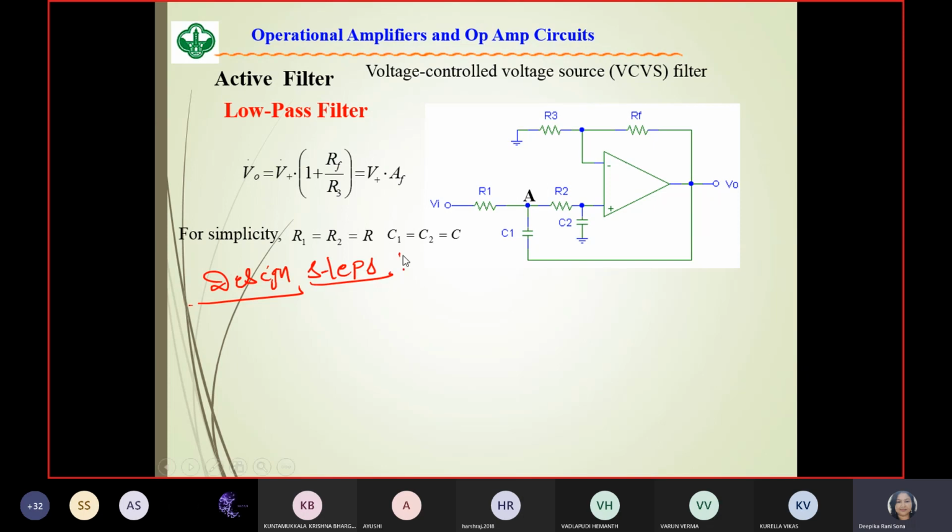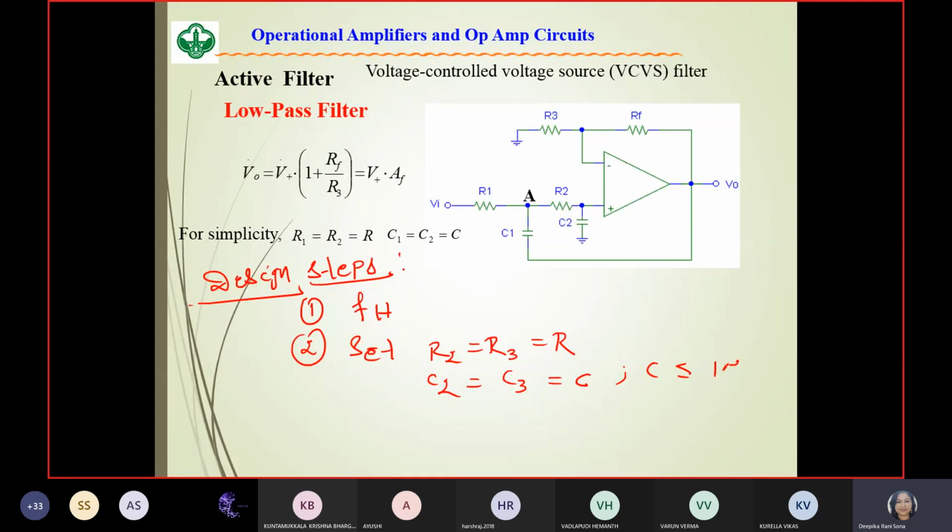So the design steps involve what considerations we have to remember. First one is FH: choose the value of the higher cutoff frequency FH. Second one, to simplify the design, set R2 equal to R3 equal to R for simplification. Then C2 equal to C3 equal to C, and that value must also be less than or equal to 1 microfarad.